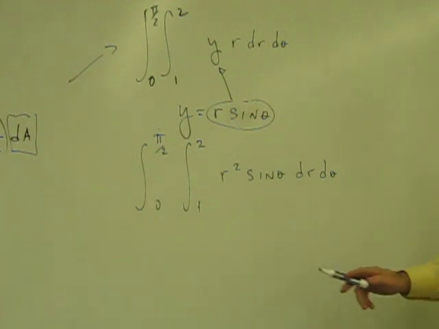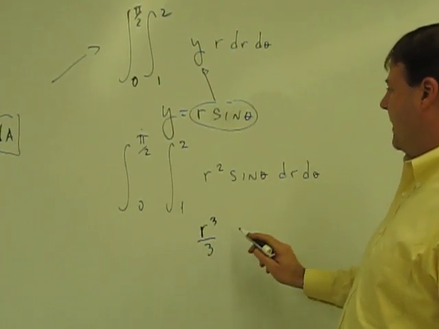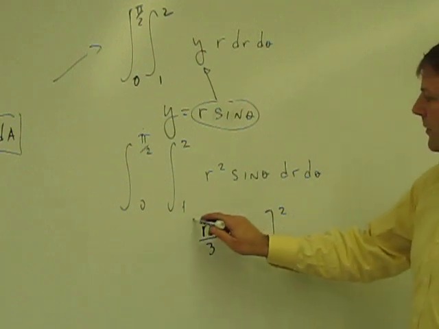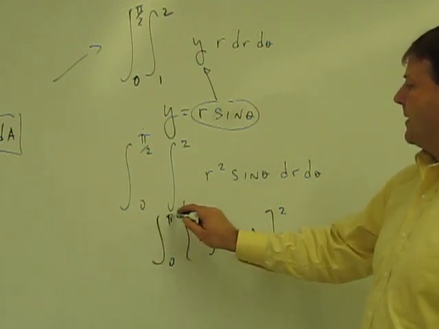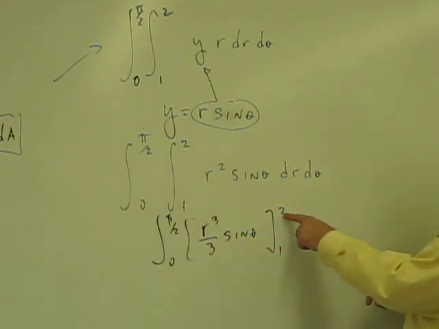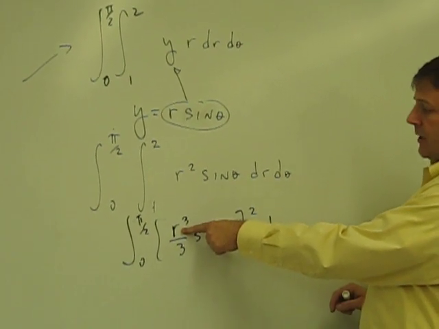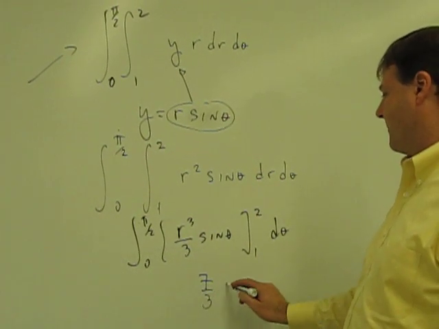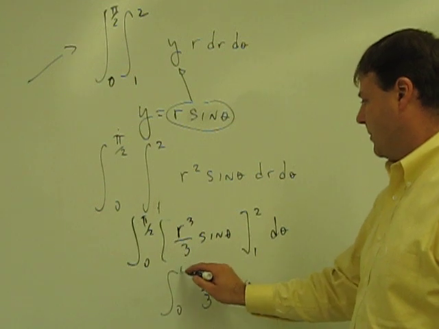Okay, now I'm ready to integrate. Integrating the r, I get r cubed over 3 sine theta, and that's going to be evaluated from 1 to 2. Once I complete that evaluation, then I'm going to integrate with respect to theta from 0 to pi over 2. Okay, when I plug in the 2 here, I get 8/3. When I plug in the 1, I get 1/3. So 8/3 minus 1/3 will be 7/3. And I'm going to do that integral.